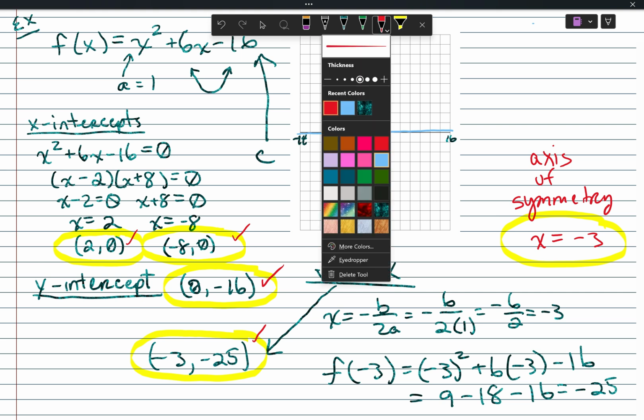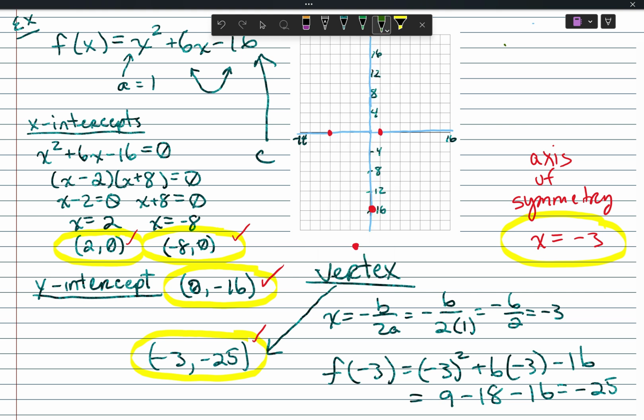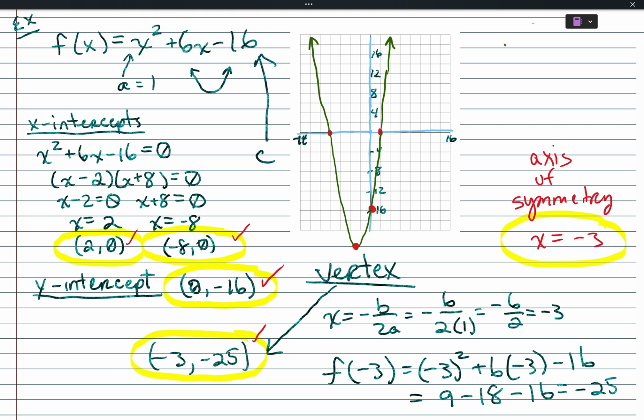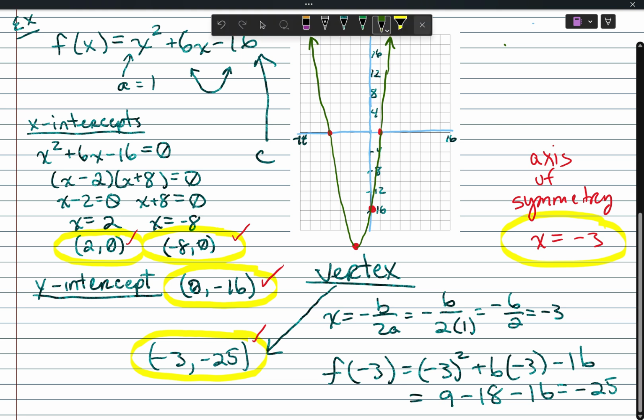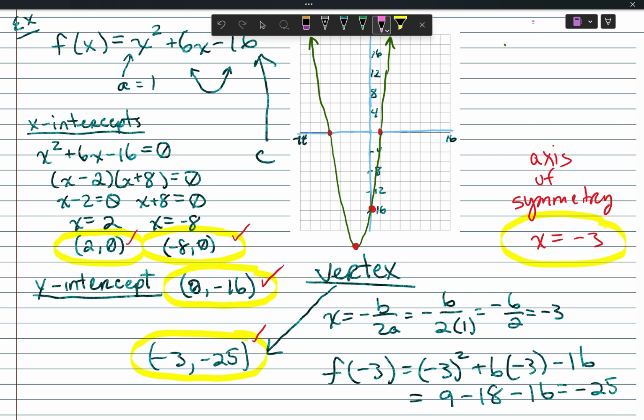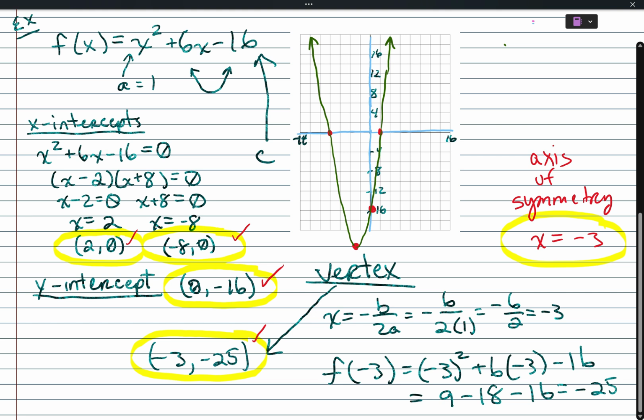So first I'm gonna, let's use green, connect the dots, going down to the vertex, coming back up on the other side. I'll make my axis of symmetry, which is x equals -3. Remember, the axis of symmetry is a vertical line, and it'll be x is equal to whatever the x value of your vertex is. So I'm just going to make it a dotted line.